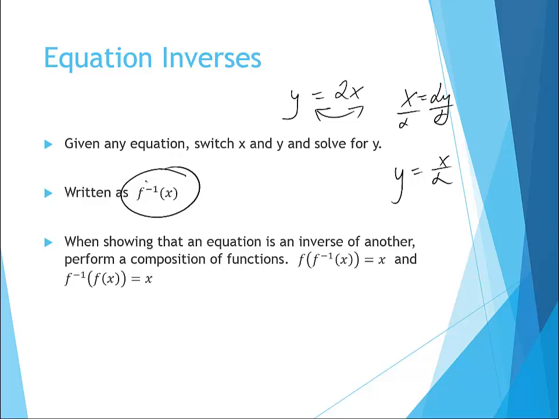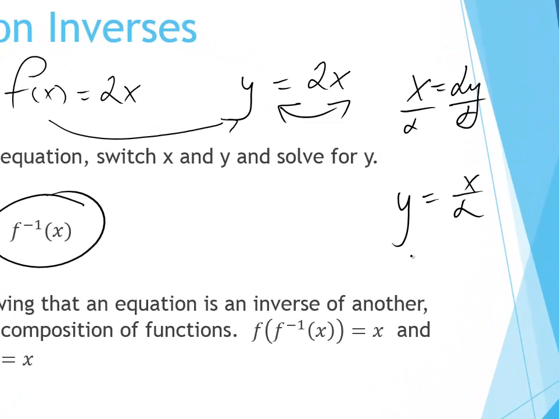That's how you would have your inverse look like. So instead of starting with y, you would start with f of x equals 2x. And you're going to replace f(x) with y. And then, after you're done solving for y, you're going to replace y with f -1 of x equals x divided by 2.